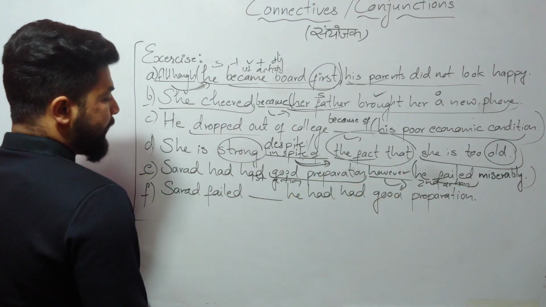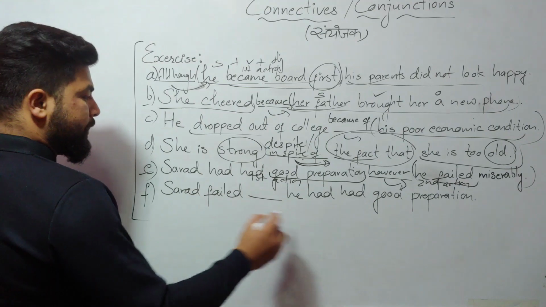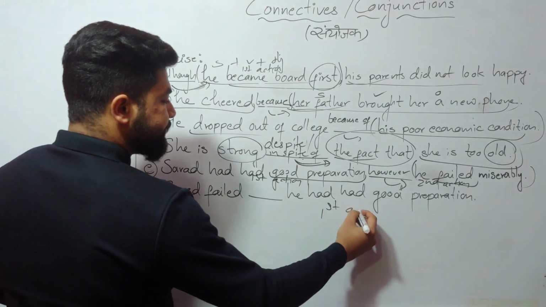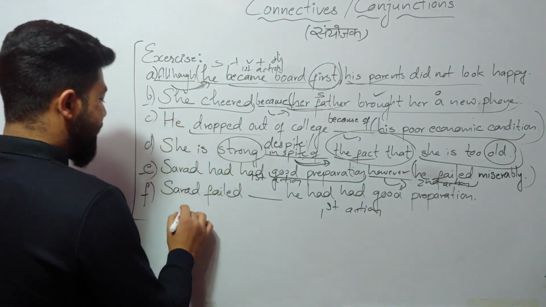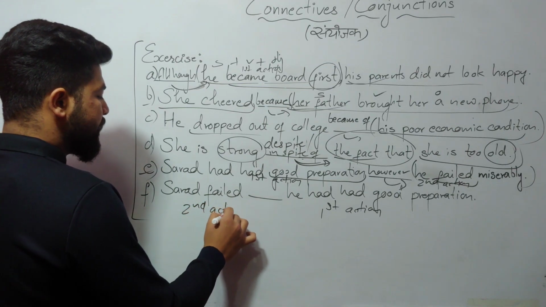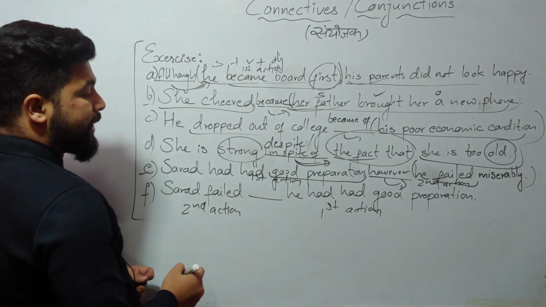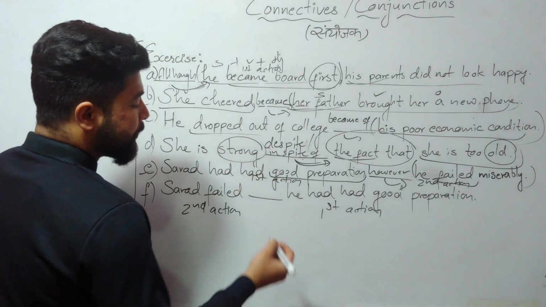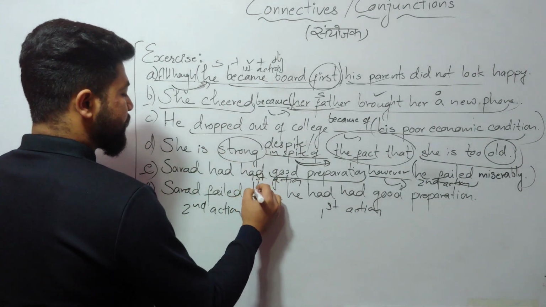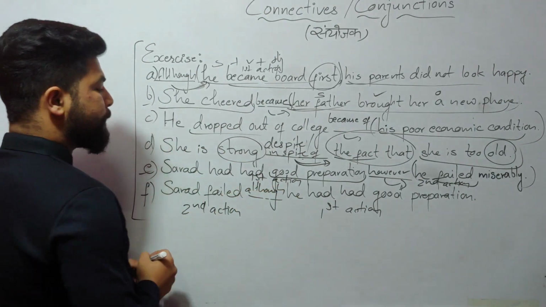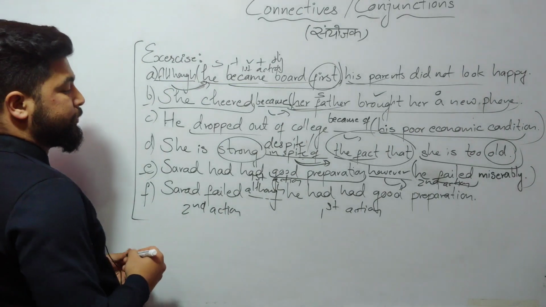And finally, Sharath failed. He had good preparation. Conflicting sentence again. So the first action was having good preparation, and failing despite it was the second action. So what do you use before the first action, conflicting? With subject, verb, object pattern, you have although. So Sharath failed although he had good preparation.